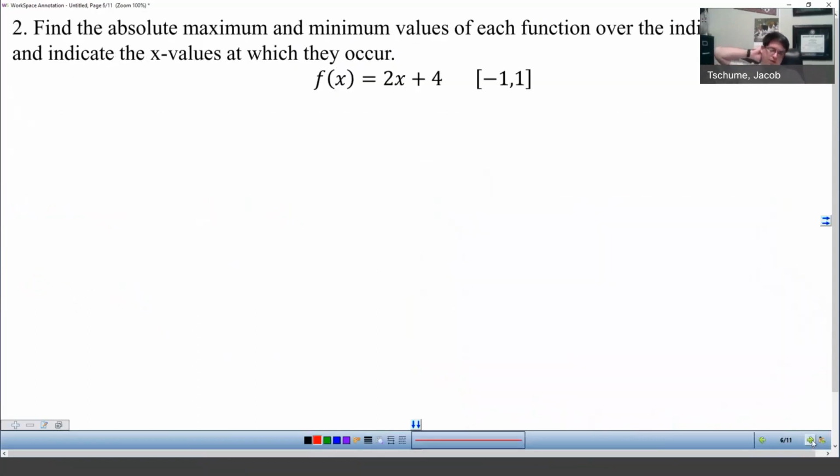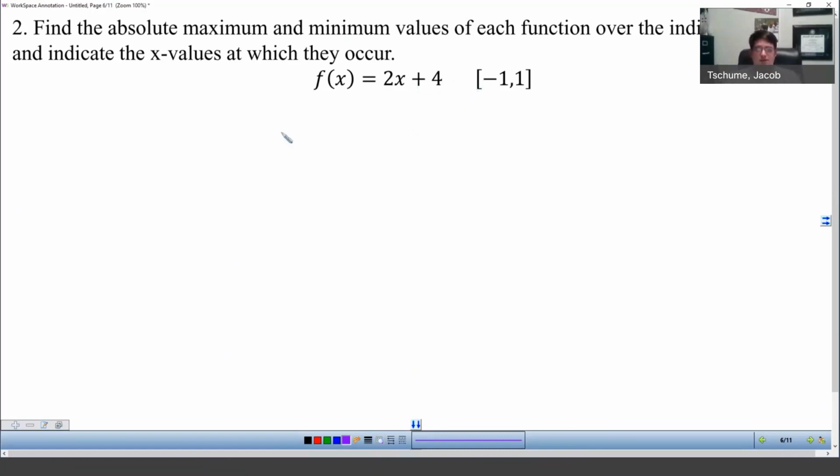All right, so now let's work on finding absolute maximums and minimums. I've got a bunch of these to work, and that's pretty much going to be the bulk of the rest of this video. So number 2, and these instructions are the same for the next 4 or 5 problems, so I'm not going to repeat them every time. It says find the absolute max and minimum values of each function over the indicated interval and indicate the x values at which they occur. So we're going to begin with f of x equals 2x plus 4 on the interval -1 to 1.